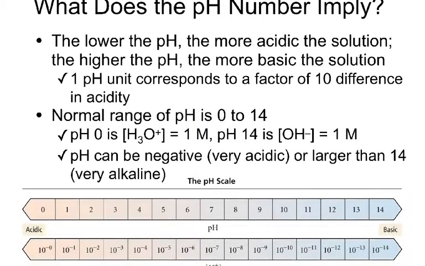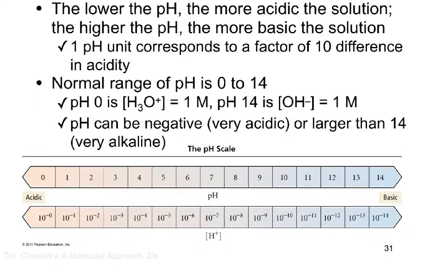pH is going to tell us about how acidic or basic a solution is. And remember that 1 pH unit corresponds to a factor of 10 difference in acidity. Our normal range is from 0 to 14, although technically pH can get negative, which is very acidic, or larger than 14, which is very basic or alkaline. And so pH 0 is an H3O plus concentration of 1 molar. pH 14 is a hydroxide concentration of 1 molar.